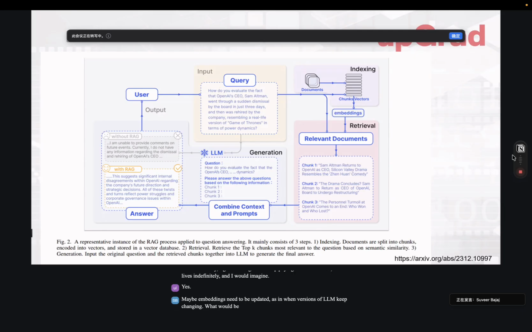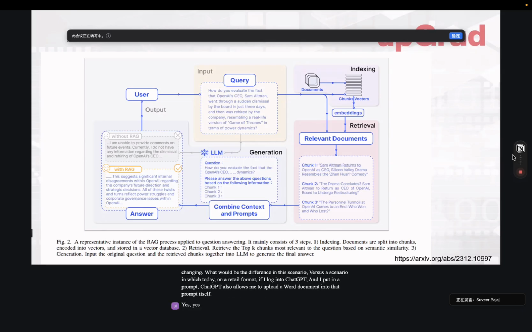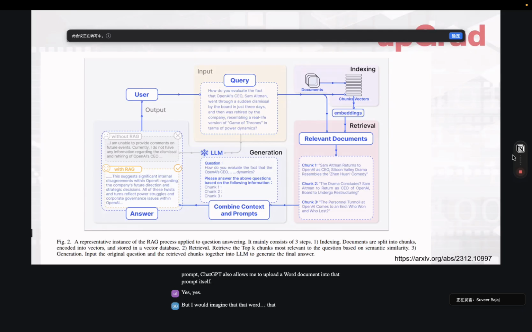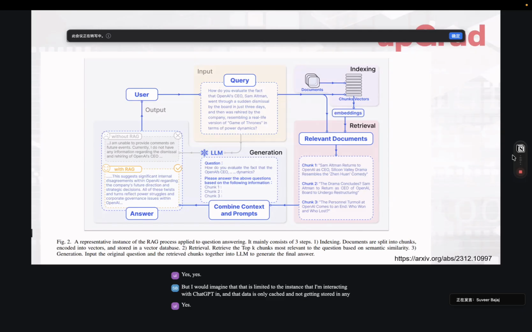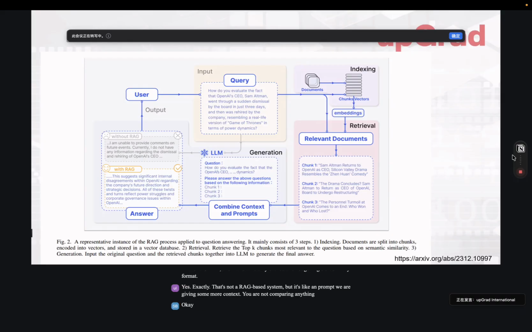What would be the difference in this scenario versus a scenario in which today, on a retail format, if I log into ChatGPT and put in a prompt, ChatGPT also allows me to upload a Word document into that prompt itself? But I would imagine that is limited to the instance I'm interacting with, and that data is only cached and not getting stored in any format. Exactly. That's not a RAG-based system, but it's like a prompt where we are giving some more context. You are not comparing anything with the chunks, vectors and all that.